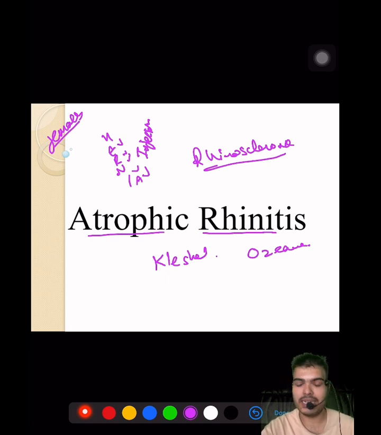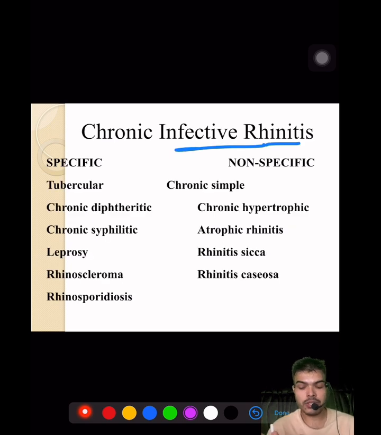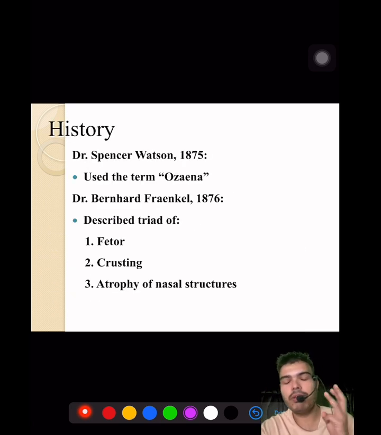So I hope you are clear till here. Now let's start the slides. I will be going rapidly, very easily. This is revision work, okay. So remember, chronic infective sinusitis, specific, non-specific. In atrophic rhinitis, you need to remember three important things: one is foetor, the other is crusting, and the other is atrophy of the nasal structures.